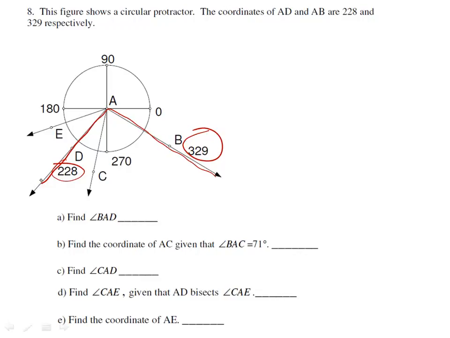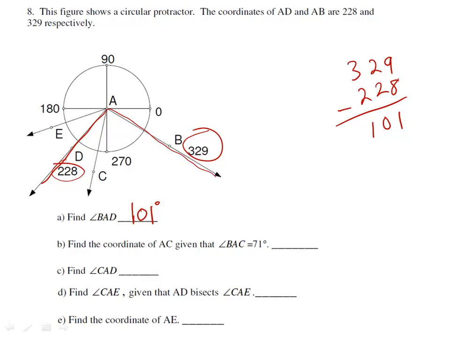By now, hopefully everybody knows that by the protractor postulate, we find the positive number of differences between the coordinates. So 101 degrees. 329 minus 228.